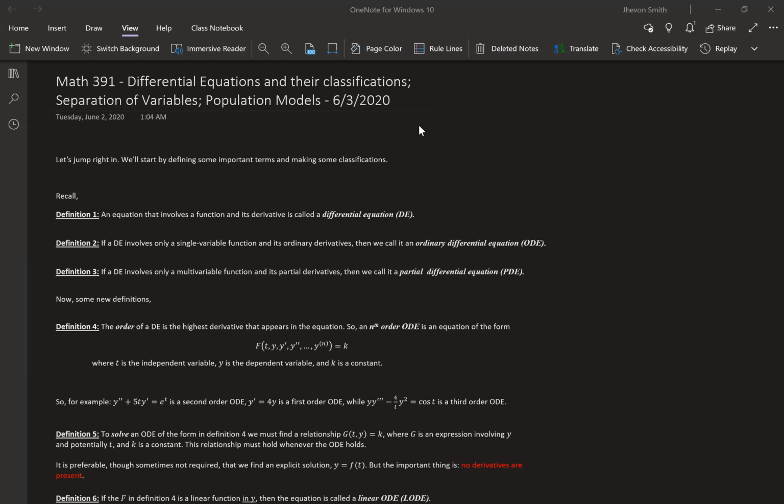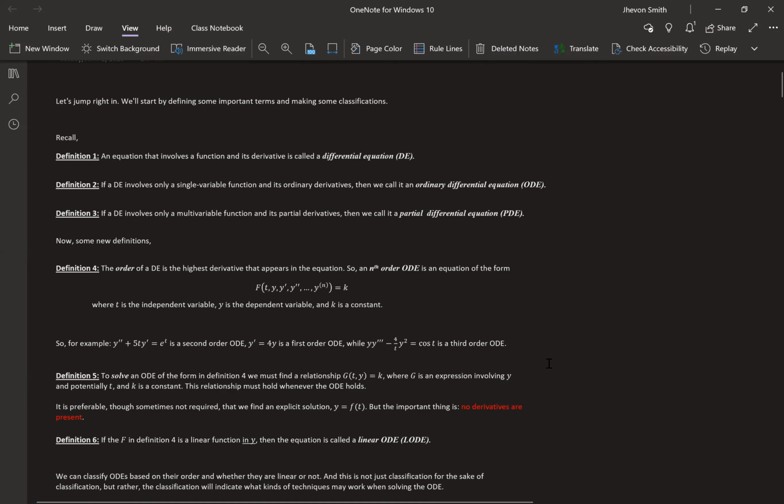So just a brief recap on what we did yesterday before we get into the new material. Yesterday we reviewed what a differential equation was, what an ODE is, what a PDE is. We also defined what the order of an ODE is, and this is just the number of the highest derivatives. So if you see a second derivative is the highest derivative that appears, then we say the ODE has order 2, and so on and so forth.